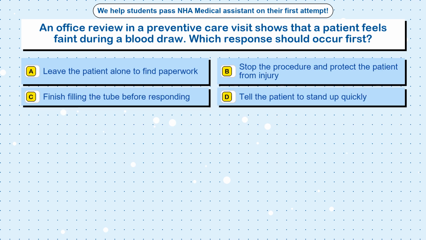Question 67. An office review in a preventive care visit shows that a patient feels faint during a blood draw. Which response should occur first? Option A. Leave the patient alone to find paperwork. Option B. Stop the procedure and protect the patient from injury. Option C. Finish filling the tube before responding. Option D. Tell the patient to stand up quickly.